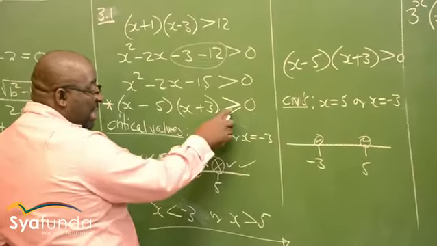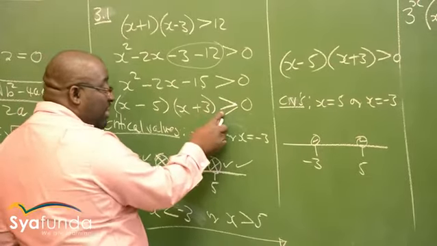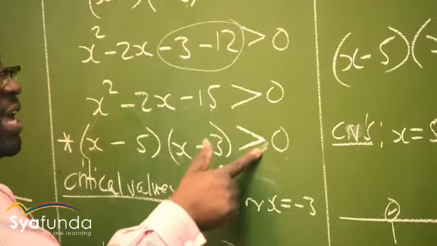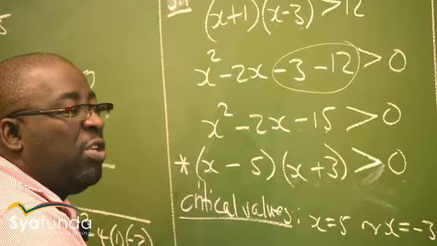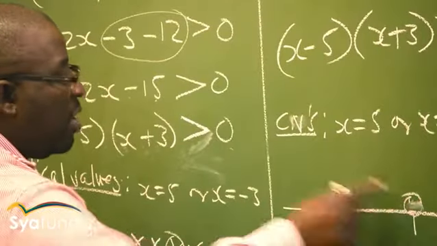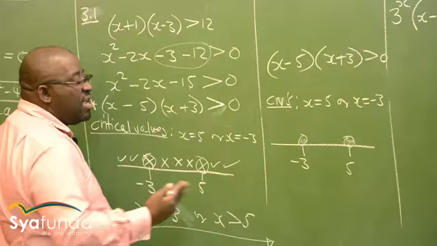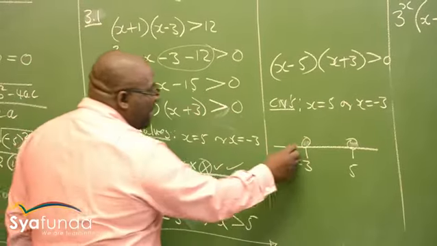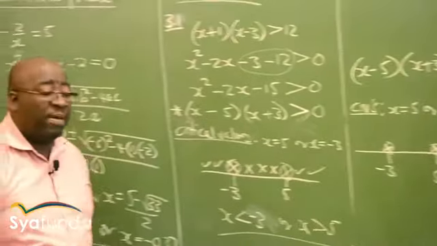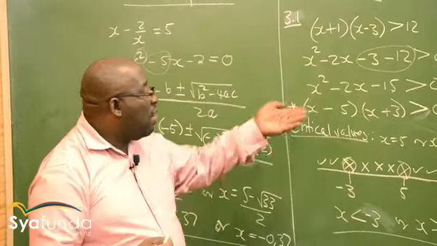Number one, if there's a greater than or equal to, if there's an equal sign, the critical values become part of our solution. But for this case, critical values are not part of our solution because there's no equal sign in this sign. That's number one. If I see this sign, I don't even have to check it. If there's no equal sign, these critical values are not part of my solution.